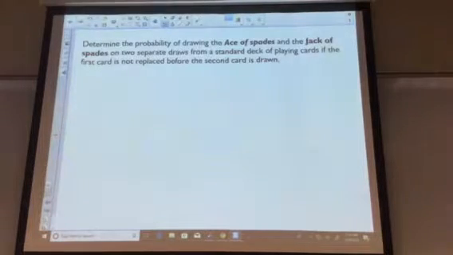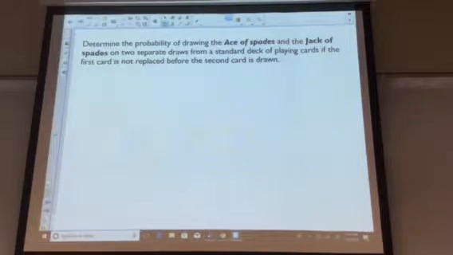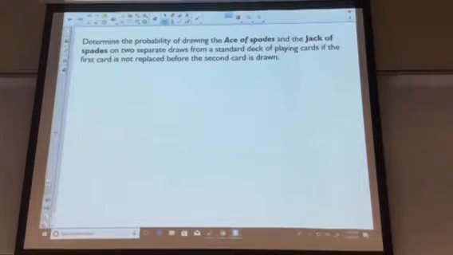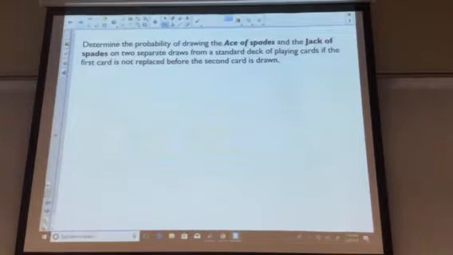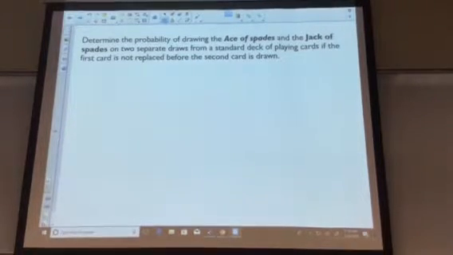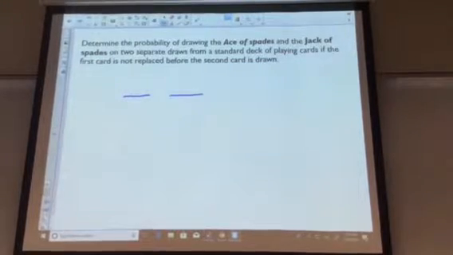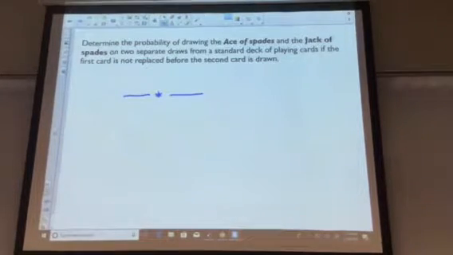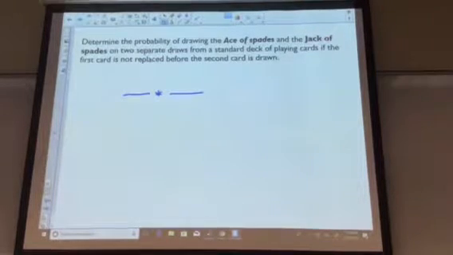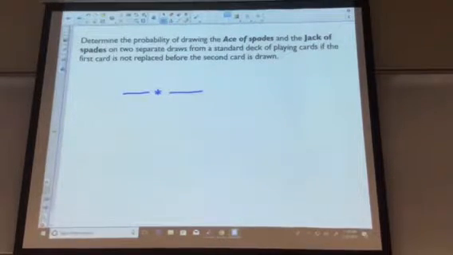Okay? Determine the probability of drawing the ace of spades and the jack of spades in two separate draws if the first card is not replaced before the second card is drawn. Do you have a simple event or do you have a compound event? Because how many cards do you have to draw? Two. Card number 1, card number 2. Which means since you've got a compound event, you've got a multiplication problem. Do I care what order those cards came in? No. See, probability doesn't care about order.